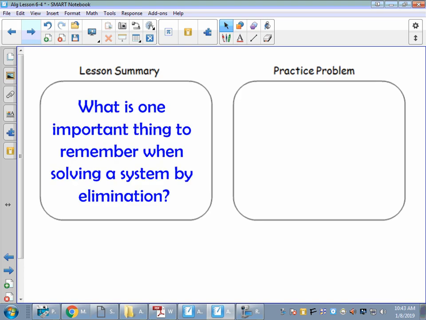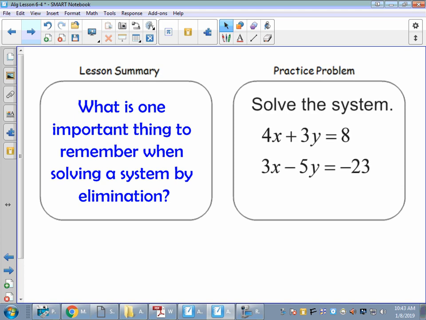What is one important thing to remember when solving a system by elimination? Again, it's going to be different for each person. What do you think you need to remember when you're solving a system by elimination? And then this one here, solve this system: 4x plus 3y equals 8, and 3x minus 5y equals -23. A little hint, you should get whole numbers. There'll be no decimals or fractions here. And another hint would be you're going to have to multiply both equations here. So it'll be kind of like the last example we did together.